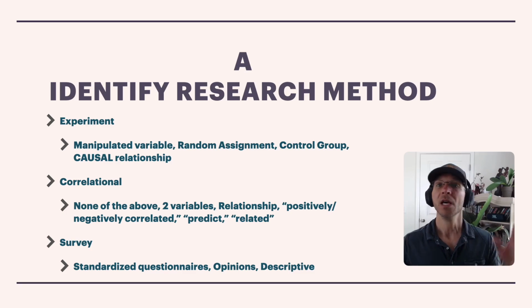Correlational study. None of the above, right? None of the things from the experiment. Two variables. I doubt you're going to see more than two variables. It's going to be talking about relationships. Nothing that is causal, no cause and effect. You'll see things like positively or negatively correlated. You'll see words like predict, predicted, related, things like that.